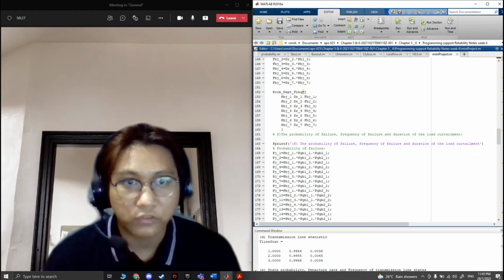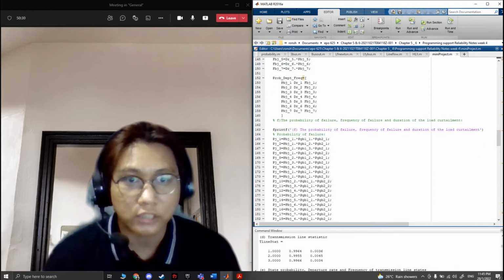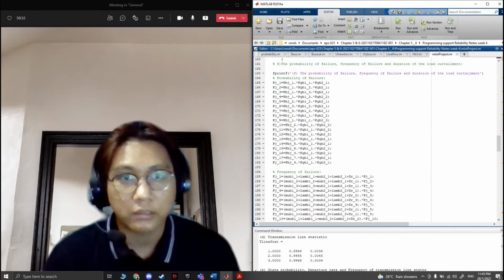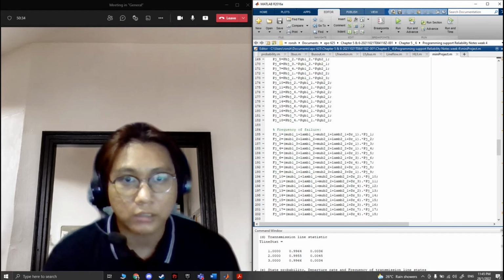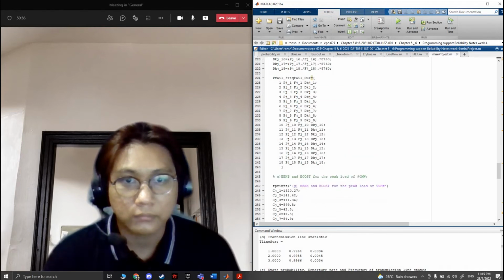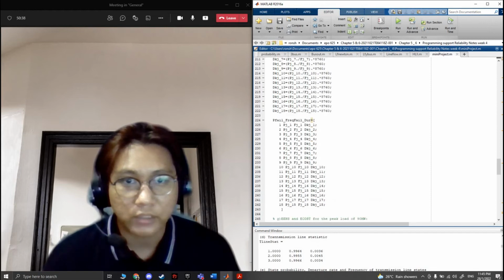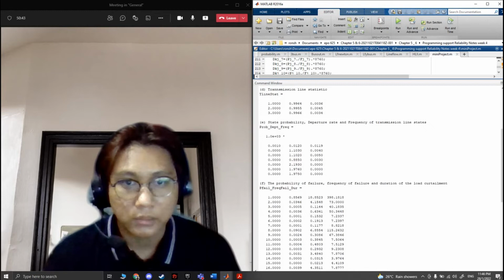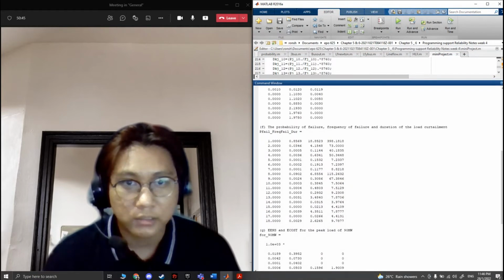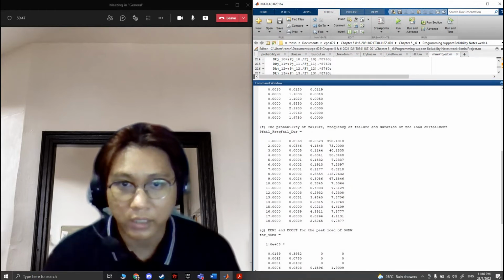Next up, we will ask to calculate the probability of failure, frequency of failure, and the duration of load curtailment. Here we input every data, all the calculation here, and finally compile it together in a table. And finally, we got the answer here for each state from state 1 to the 18th state.